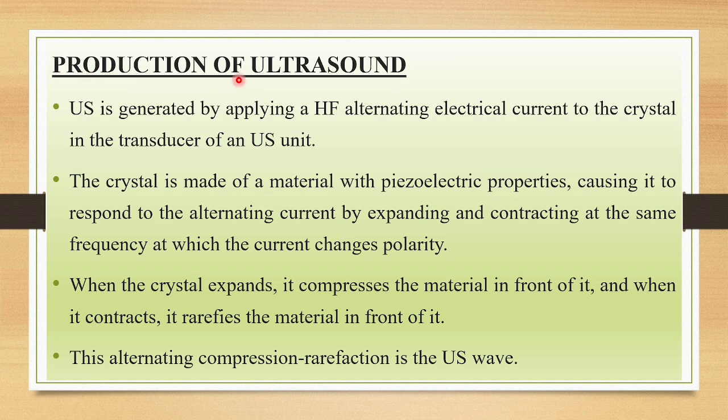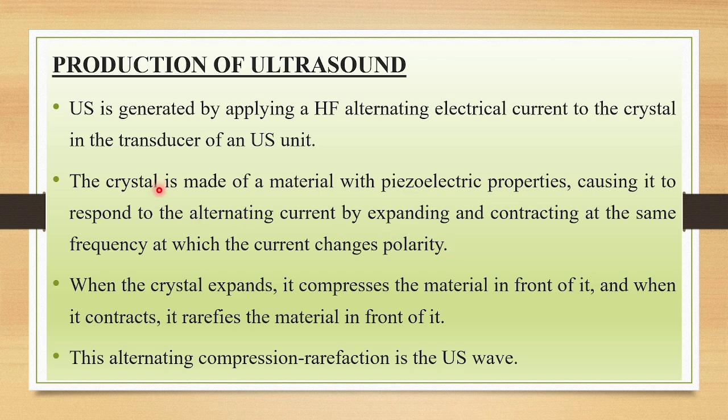So production of the ultrasound. So how these ultrasonic waves are produced in this machine. Ultrasound is generated by applying a high frequency alternate electrical current to the crystal in the transducer of an ultrasonic unit. So a high frequency alternating current has been passed into the transducer to the crystals. The crystal is made up of a material with piezoelectric properties, causing it to respond to the alternating current by expanding and contracting at the same frequency at which the current changes its polarity.